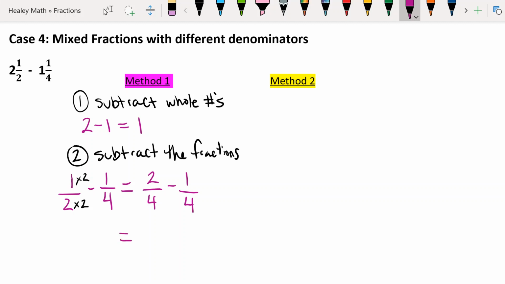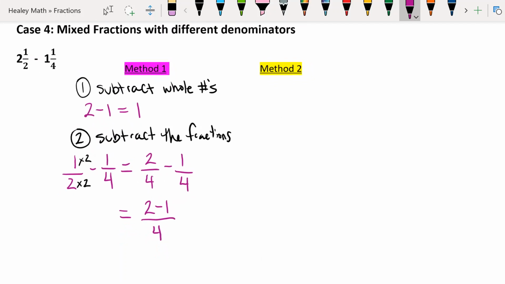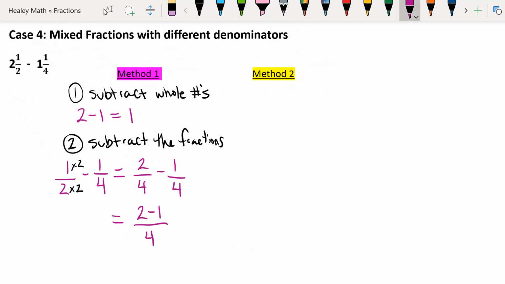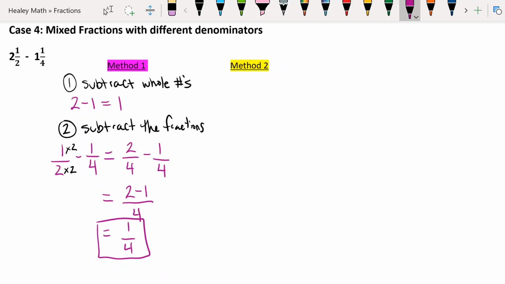And our answer we eventually get to is 1 over 4. Let's try method 2 now.